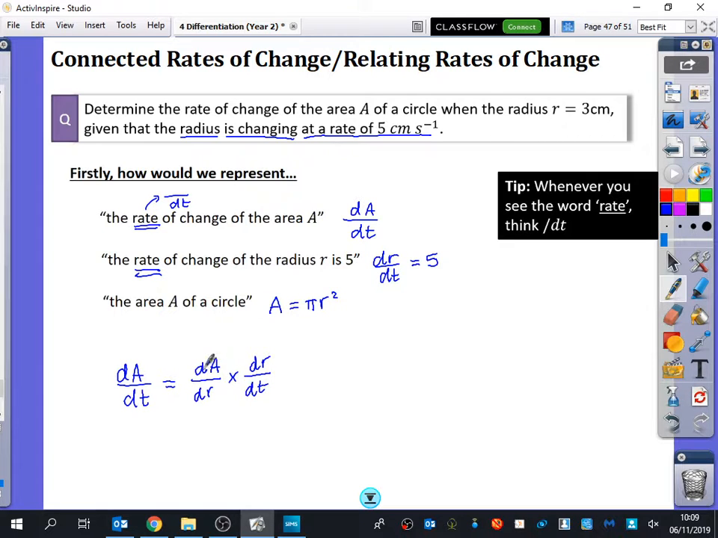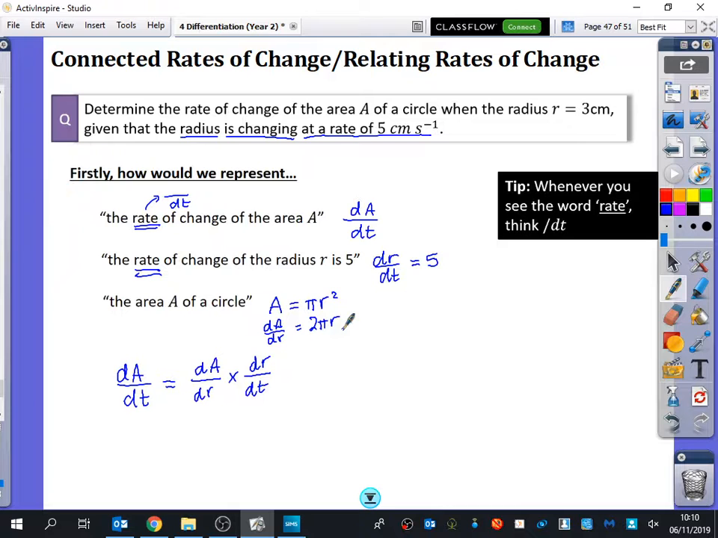So this is dA/dr. This is differentiating A with respect to r. How could I find dA by dr? Luke? I could use the area of the circle. If I differentiate both sides here with respect to r, A differentiated with respect to r is dA/dr, which is 2 pi r. Interesting, isn't it? The area of a circle, when you differentiate it, you get the circumference.